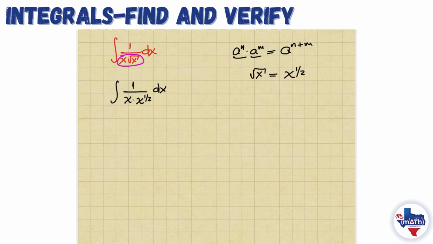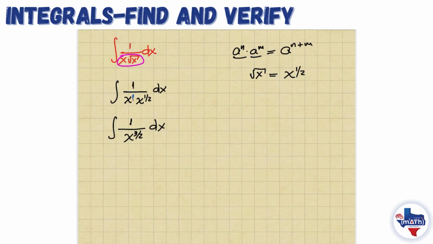Okay, so we're going to add the exponents. We're going to have 1 over, we don't see it, but there's a 1 in there. That's x to the 1. And 1 plus 1/2 will be x to the 3/2 dx. Okay, what can we do next?